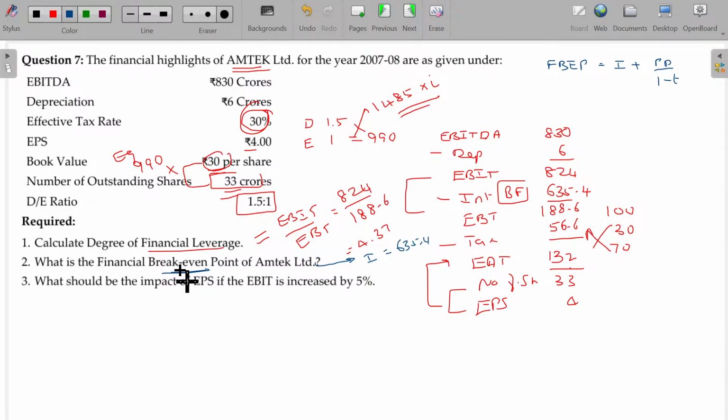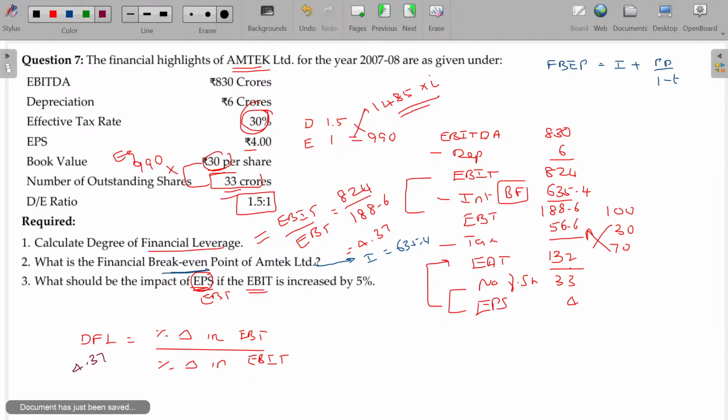What would be the impact on EPS if EBIT is increased by 5%? The connection between EPS and EBIT, what leverage will be taken here? EPS is otherwise called EBT. So the EBT and EBIT connection is used for financial leverage. So degree of financial leverage is equal to percentage change in EBT divided by percentage change in EBIT. Here we have been given the financial leverage, which is 4.37.